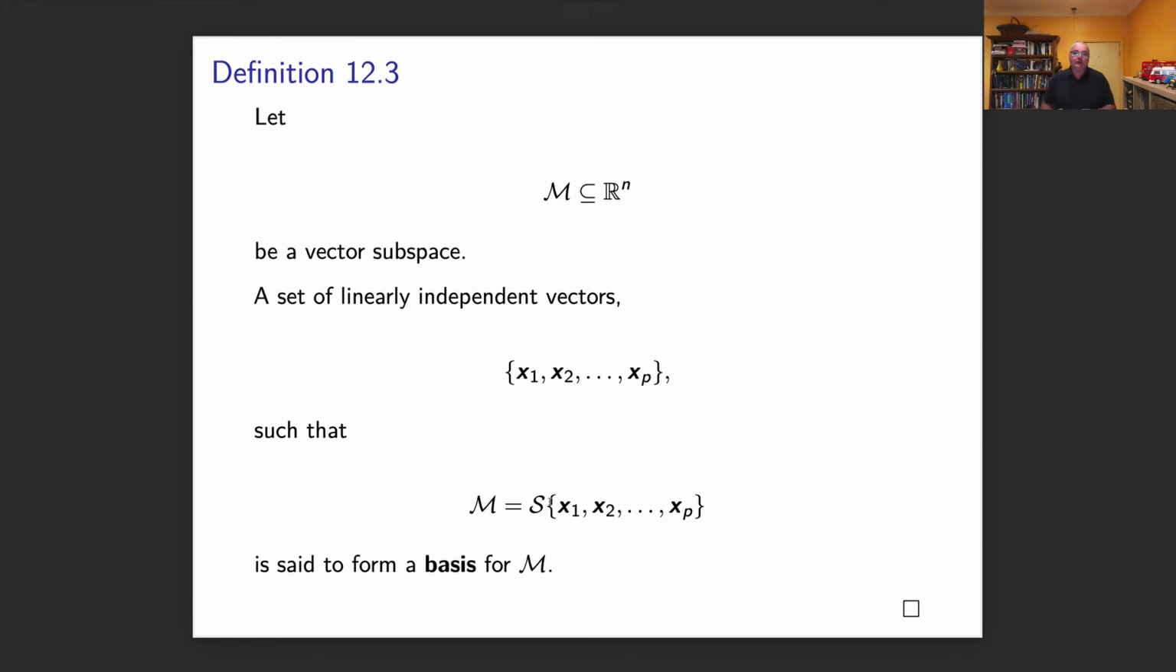And why that's going to be good: consider a vector subspace we denote M. We've got a set of vectors, x1 up to xp, but we've added an extra constraint. They are linearly independent, and the span of them equals M, the space I'm interested in. We say they form a basis of M. Basically, they are the minimum number of vectors I need to get that subspace.